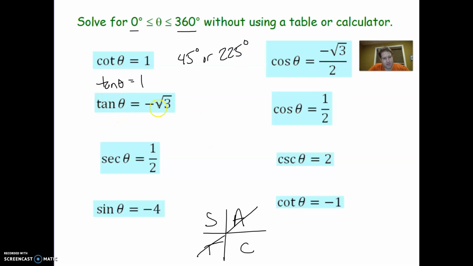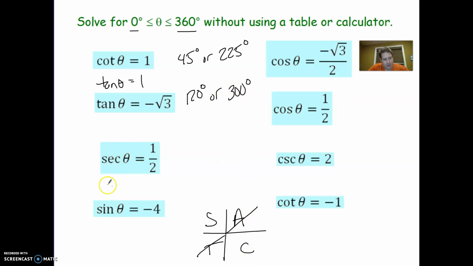All right, so when is tangent of theta equal negative square root of 3? So tangent would be negative in these 2 quadrants, and we know square root of 3 is the same thing as 60. So a 60-degree angle in the second quadrant would be 180 minus 60, which is 120 degrees, or 60 degrees away from 360, which would be 300 degrees.